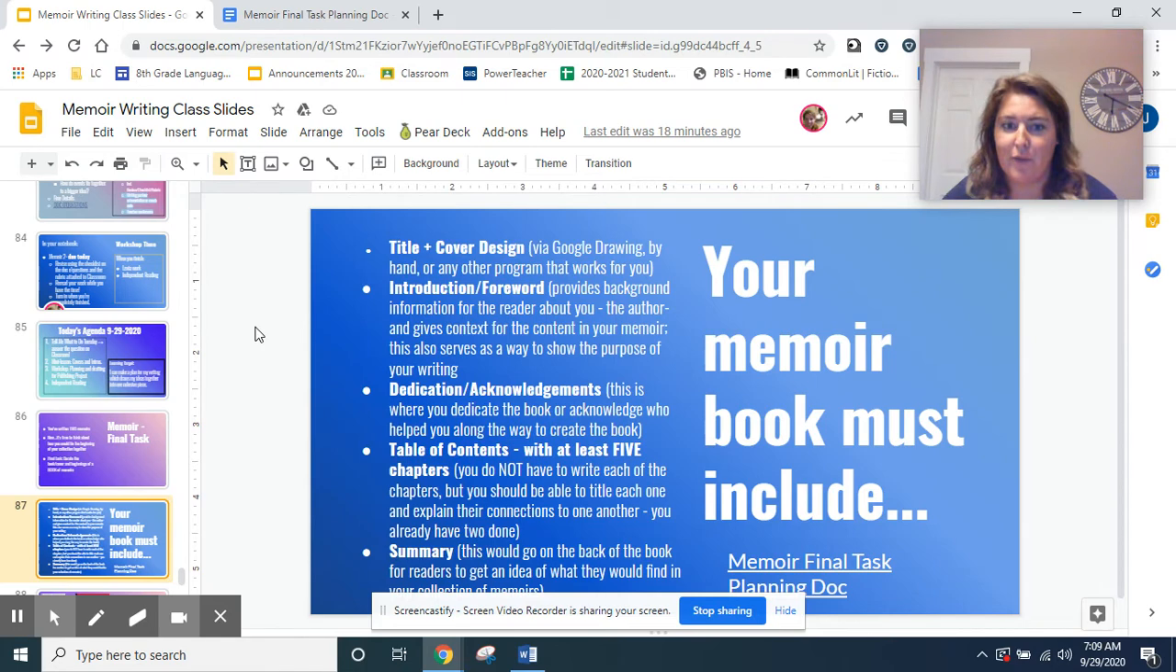I want to make sure that's very clear. But we want you to have at least 5 chapters. So you've written 2 memoirs, right? So if you were to create a table of contents, we want to see at least 5 chapters. All you would have to do is come up with the ideas. And you've done that. They should be in your notebook.